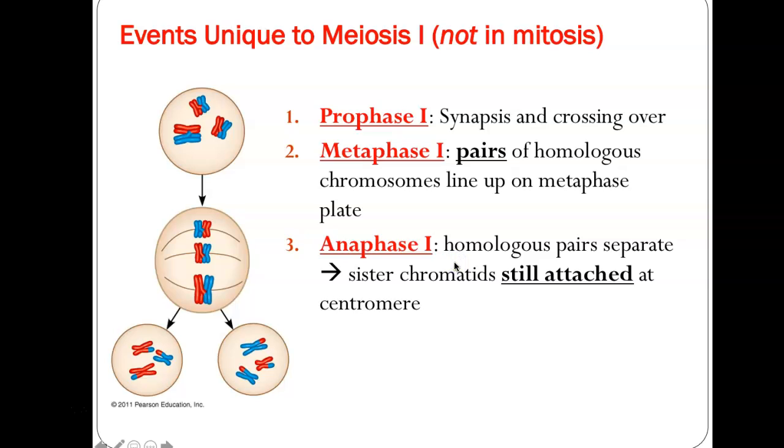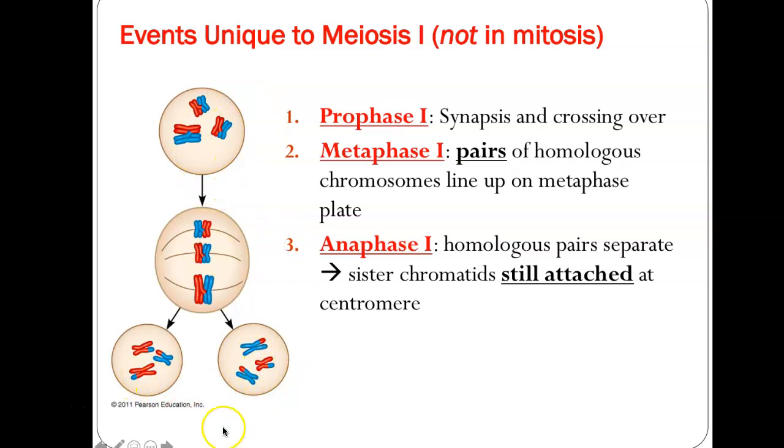And then in anaphase 1, homologous chromosomes separate. And so the sister chromatids are still attached. So this is meiosis 1 shown in this picture right here. So remember, these still need to separate. This one's going to split into 2. This one's going to split into 2.